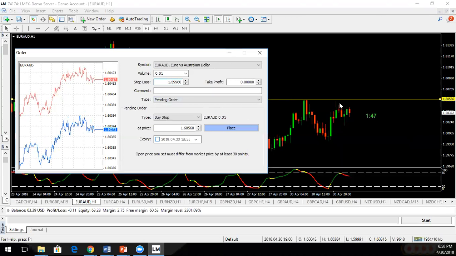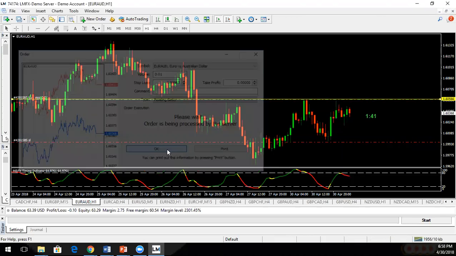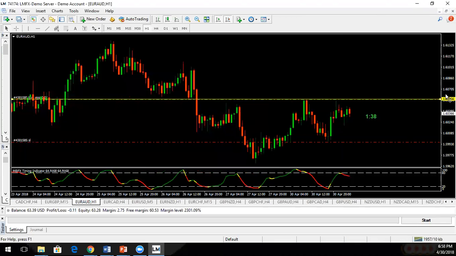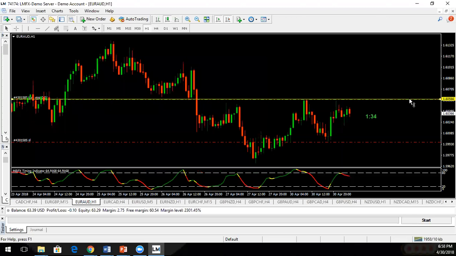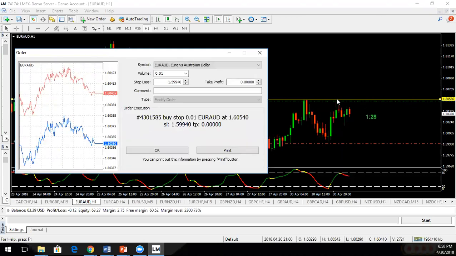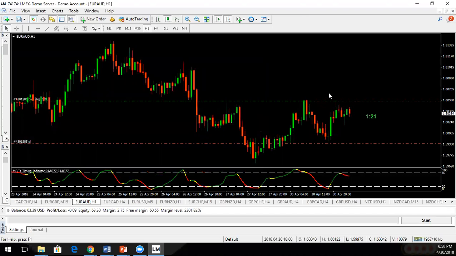Bam. There you go. I'm not going to have a take profit. I want it to just run. So look at this, guys, I'll place that trade. Let's move this line out of the way. Let's delete this line. Okay, let's move this back.